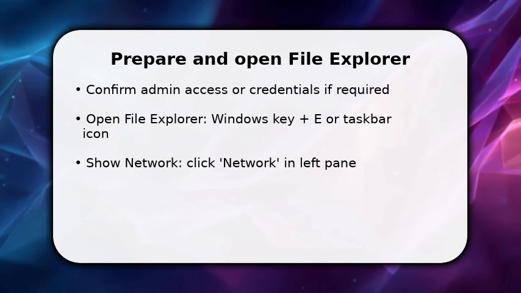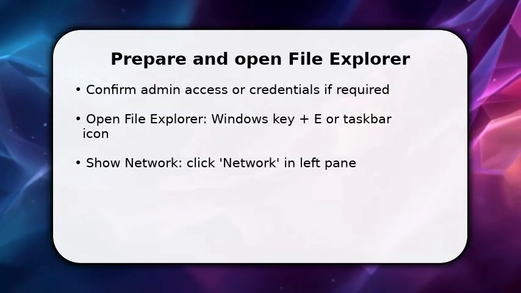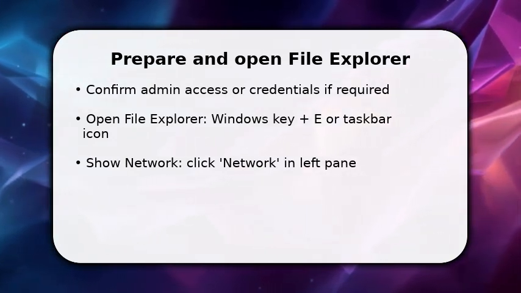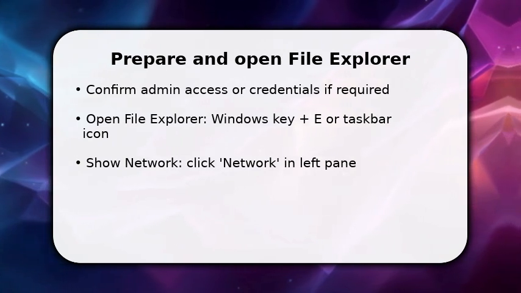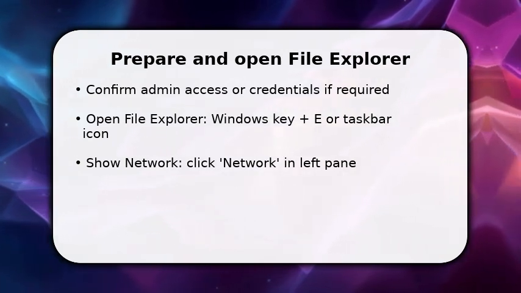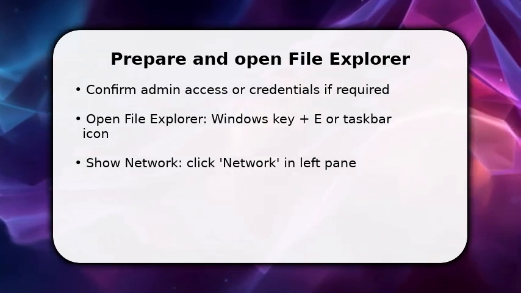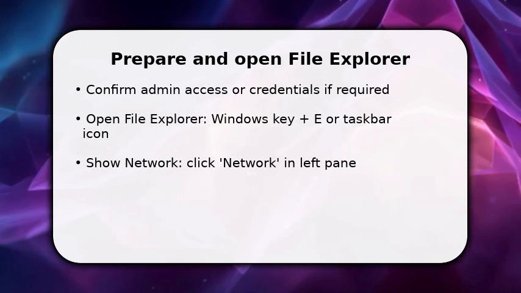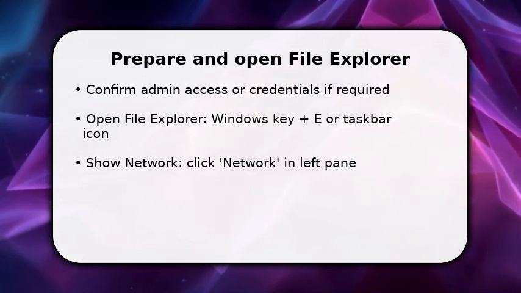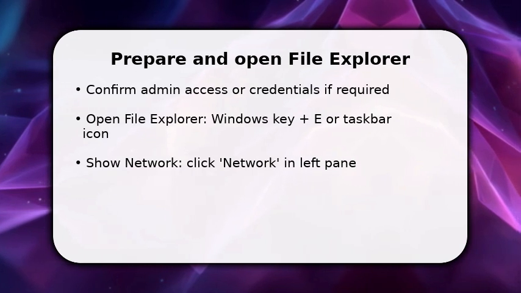You start by ensuring you have administrator rights or the account credentials ready. Removing networks often needs elevated permissions. Next, open File Explorer now using Windows key plus E so you're in the right context. Once done, select Network in the left navigation to reveal mapped items and network locations.